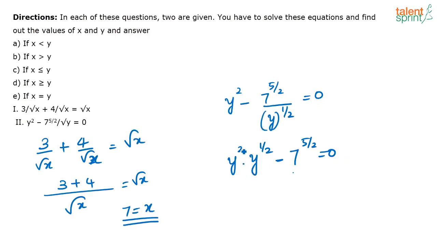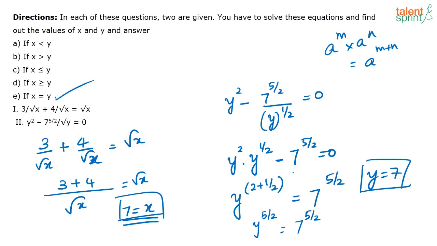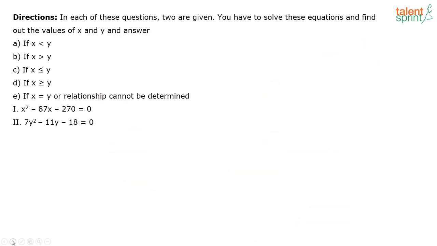So here if you have a to the power m into a to the power n, then this is equal to a to the power of m plus n. Correct? So I can say this is equal to y to the power of 2 plus 1 by 2. That is equal to, I am taking this 7 term to the other side, so this will become 7 to the power of 5 by 2. Or I can say y to the power 2 plus 1 by 2 is what? It is again 5 by 2. So y to the power 5 by 2 is equal to 7 to the power 5 by 2, or I can say y is equal to 7. You already got x is equal to 7. You now got y is equal to 7. So both x and y are same, or I can say x is equal to y. That is option E.